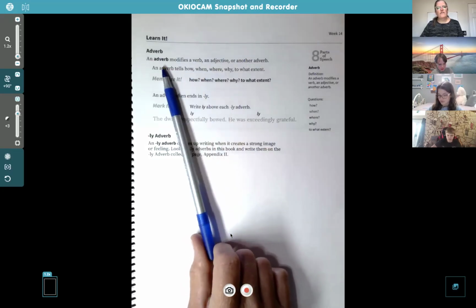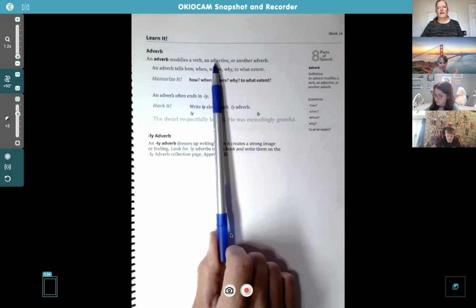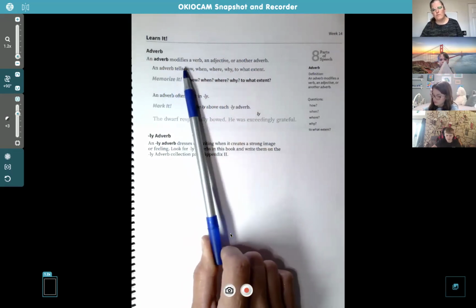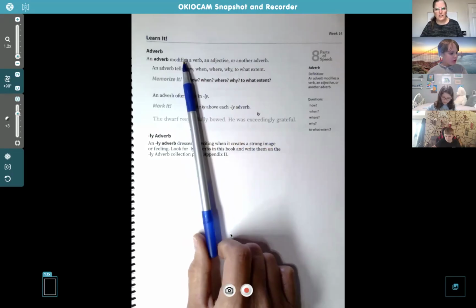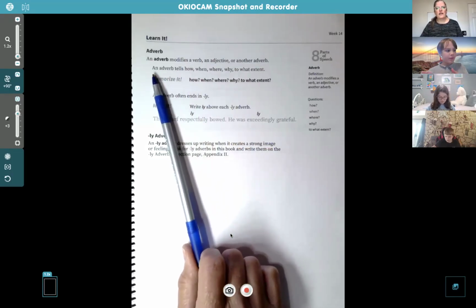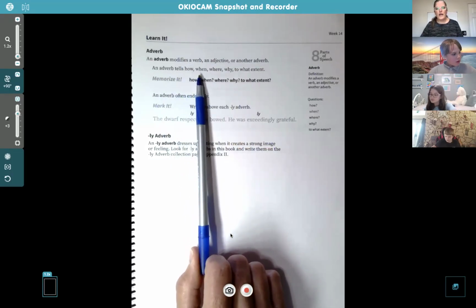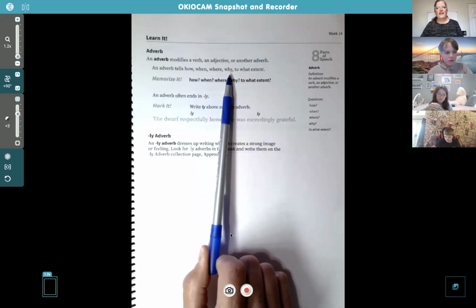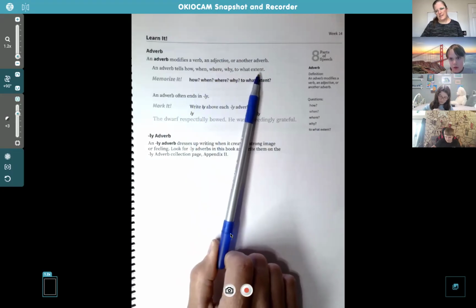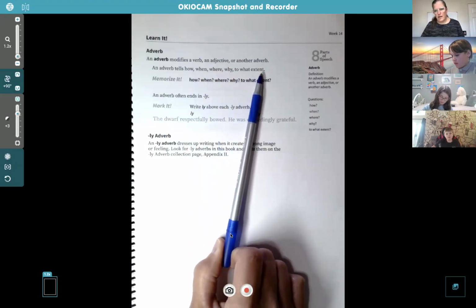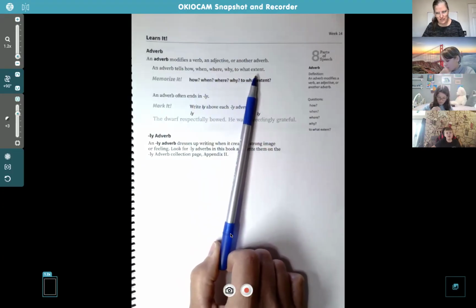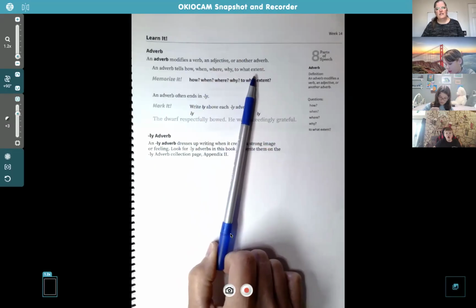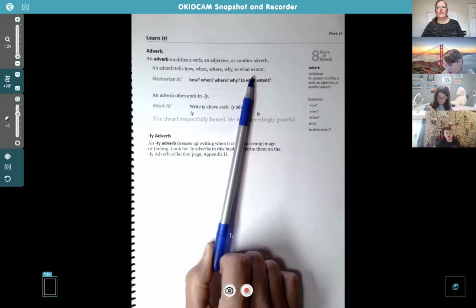Okay. Adverbs, they modify a verb, an adjective, or another adverb. And that word modifies just means that it adds to it and it gives more information about it. So right here, an adverb tells how, when, where, why, and to what extent. And that just means how much. Like if it's cold outside, if it's extremely cold, it's telling to what extent, right? If it's mildly cold, maybe it's just chilly, then that's telling to what extent. Okay, so that's what that means.